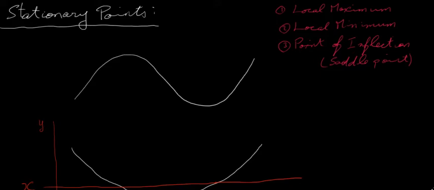Okay, so in this video I'm going to have a look at what are called stationary points, and in particular we're going to have a look at a local maximum, a local minimum, and a point of inflection. And one type of point of inflection here is called a saddle point. We'll have a look at that later on anyway.